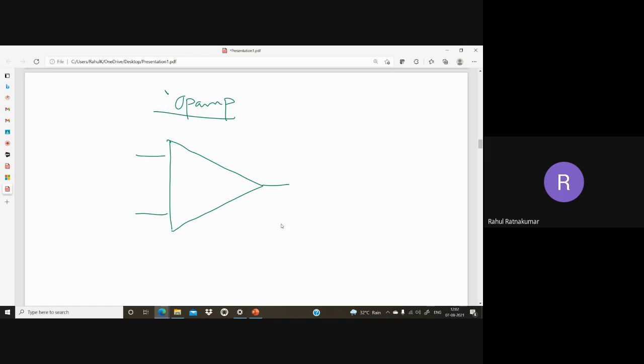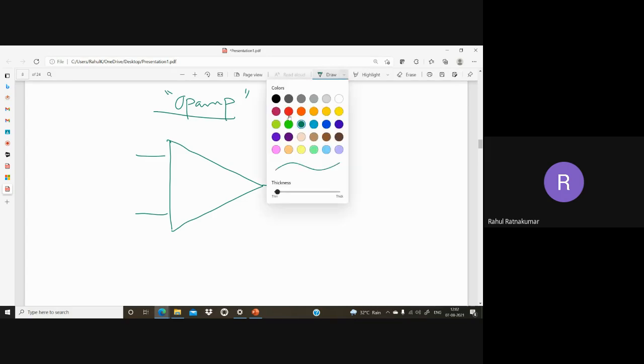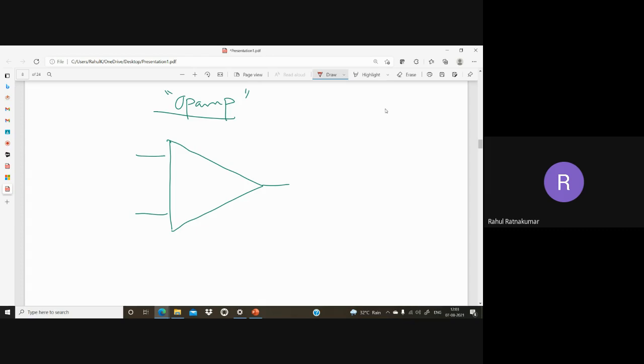OPAMP, operational amplifier. Anyway, it's an amplifier, so I need a very good gain, right? That is one of the important factors. First thing is my gain should be very high. Gain should be very good, so that is the purpose of using an amplifier, amplifying. If I give a small minute signal, I should have a very good amplification in the output. Okay. So amplification. Now what else?